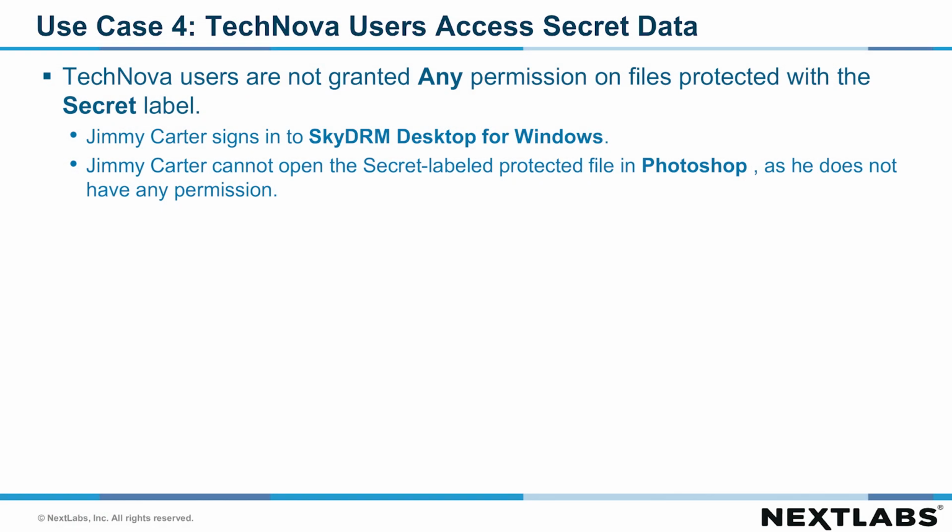Use case 4: TechNova users are not granted any permission on files protected with the secret label. In this use case, we will demonstrate the following. Jimmy Carter signs into SkyDRM desktop for Windows. Jimmy Carter cannot open the secret labeled protected file in Photoshop, as he does not have any permission.